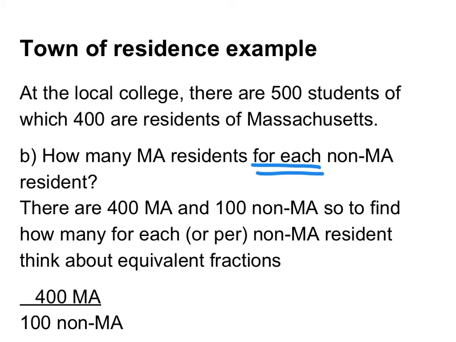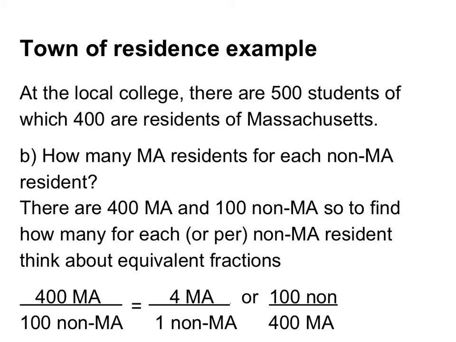So we just need to change the form of this fraction. We just need to play with it a little bit, equivalent fractions, so that I only have one non-Massachusetts resident. In other words, I want an equivalent fraction that has a 1 in the denominator. Well, it's not too bad to do that here. If I just reduce this fraction, divide the top and the bottom by 100, I can see that there are 4 Massachusetts residents for every 1 non-Massachusetts resident.